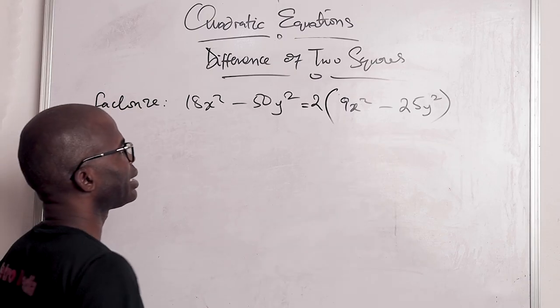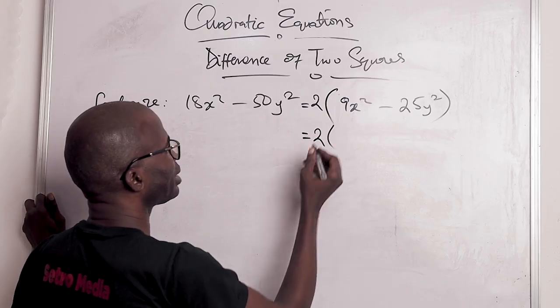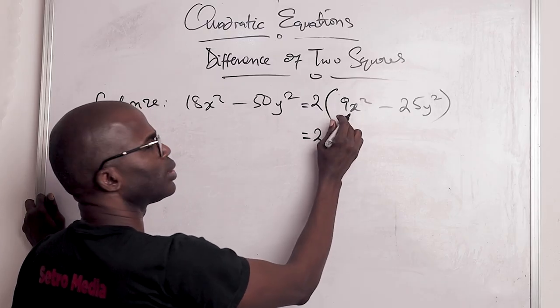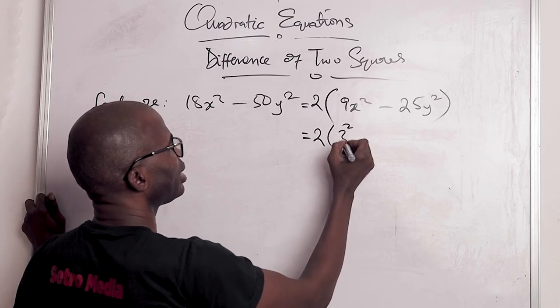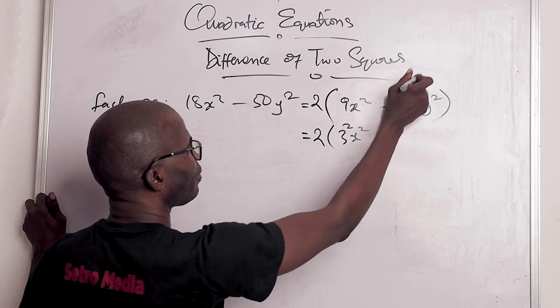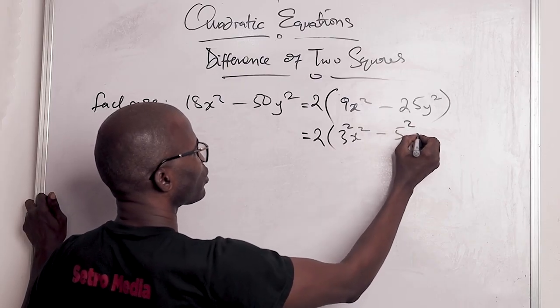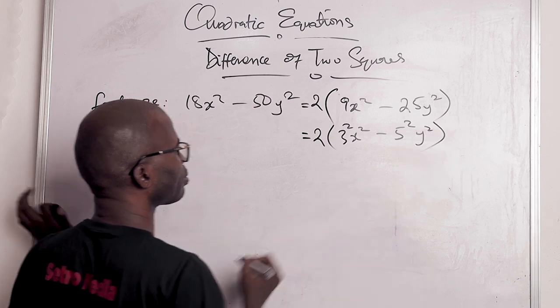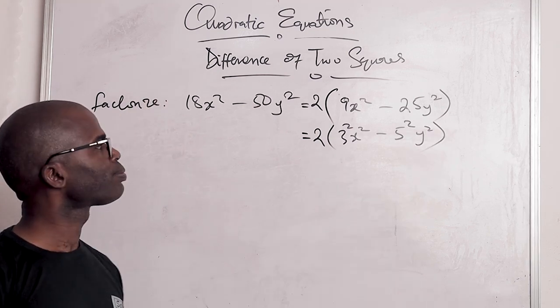So, if that be the case, that means I can also have it as 2 into bracket 9. Square root of 9 is 3, isn't it? 3 squared, x squared, isn't it? Minus 5. Square root of 25 is 5. So 5 squared and y squared. This is what we've gotten.